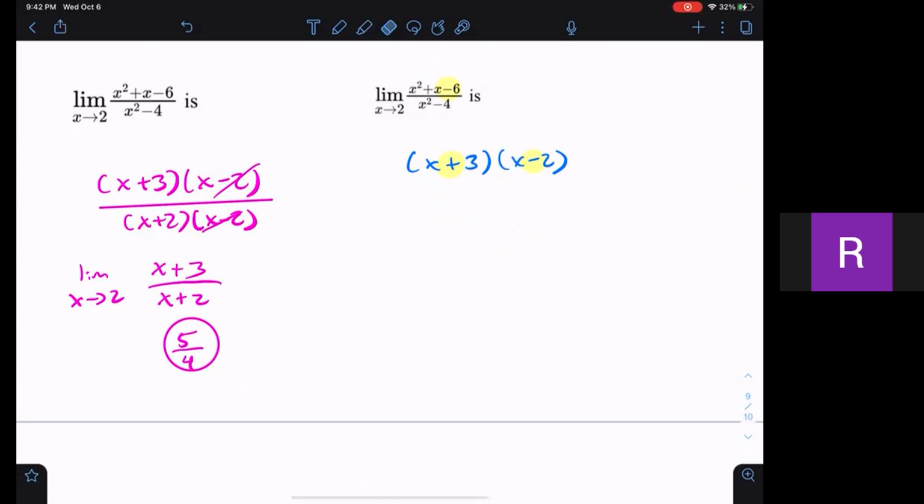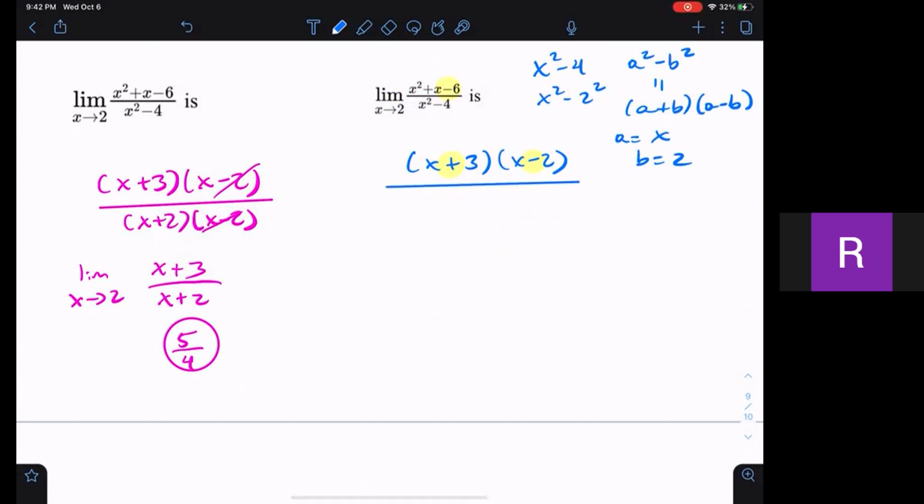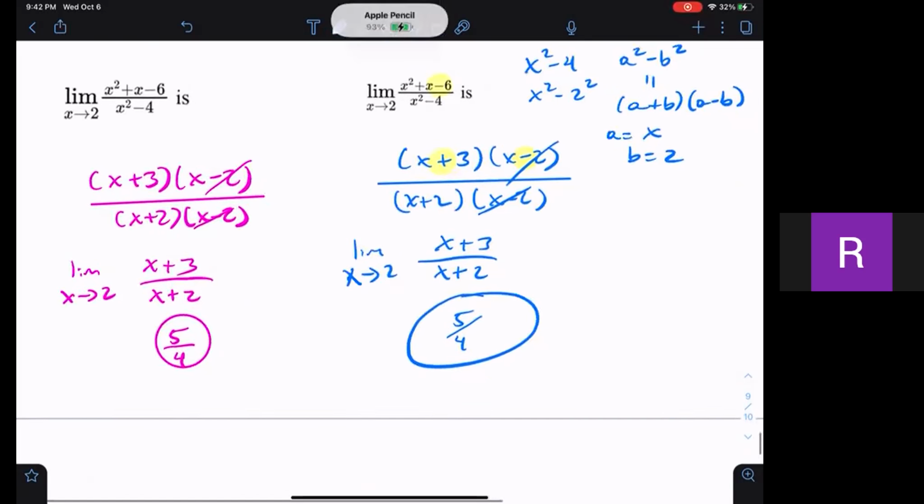And then the denominator is the difference of squares. x squared minus 4 is the same as saying x squared minus 2 squared, which is the same as a squared minus b squared. And you know that this is equal to a plus b, a minus b. In this case, a is x and b is 2. So this is going to be x plus 2, x minus 2. Boom, boom. x plus 3 over x plus 2, limit as x approaches 2, that's going to be 5/4. Same thing. Okay, that's it. That's a review. Thank you.